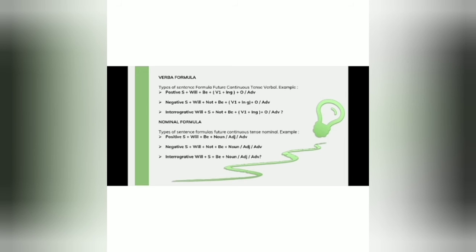Nominal formula. Types of sentence formula future continuous tense nominal. Example, positive: S plus will plus be plus noun or adjective or adverb. They will be disappointed on Monday afternoon. Negative: S plus will plus not plus be plus noun, adjective or adverb. My team will not be ready at 10 o'clock. Interrogative: Will plus S plus be plus noun or adjective or adverb and question mark. Will she be happy tonight?